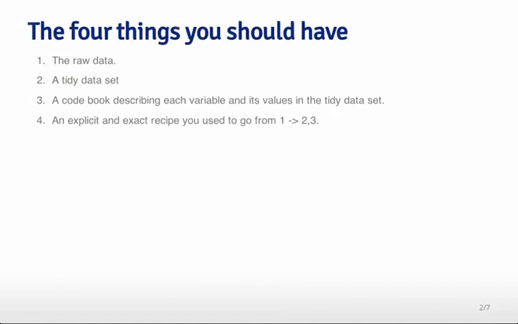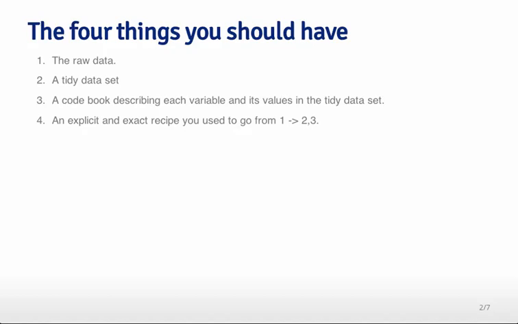So the four things that you should have when you've finished going from a raw data set to a tidy data set are the following. So you should have the raw data, obviously. That's the files that you're actually extracting information from. You should have a tidy data set, and we're going to be talking about that in a minute. And then you should have a codebook describing each variable and its values in the tidy data set. This codebook is often called the metadata, so it's the data that surrounds the data, so to speak, and explains what the data is trying to say.